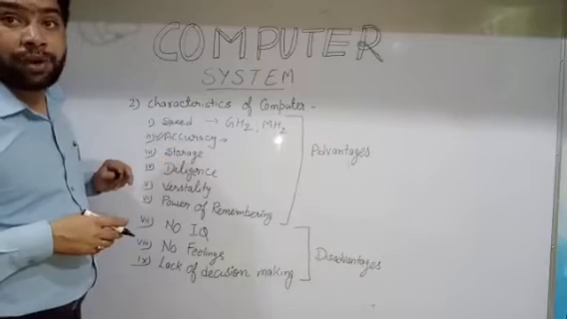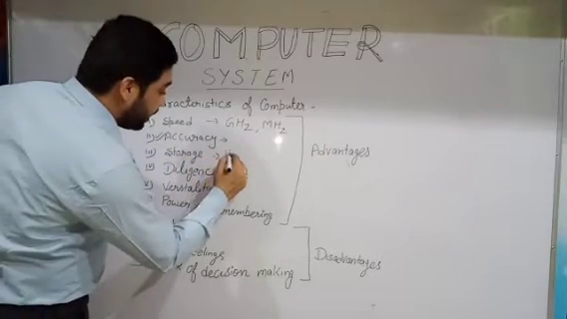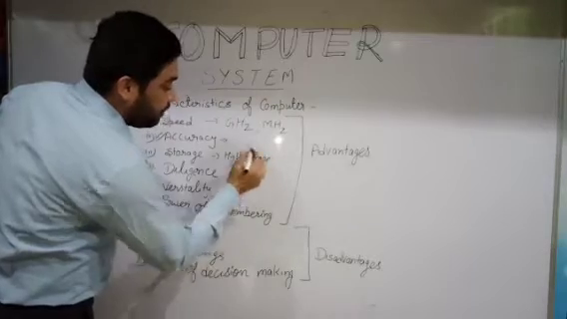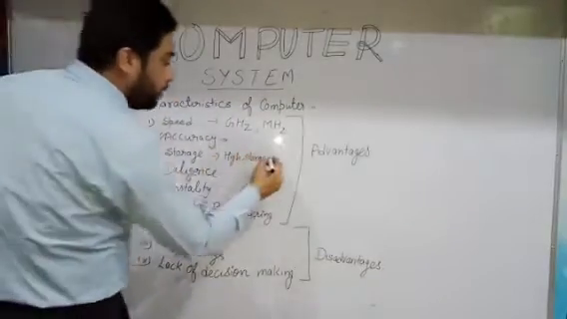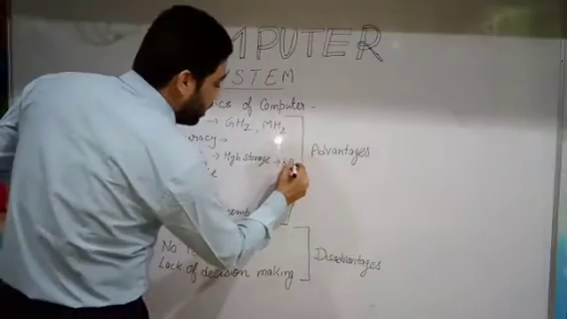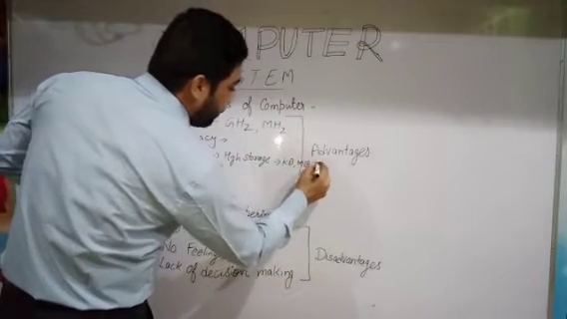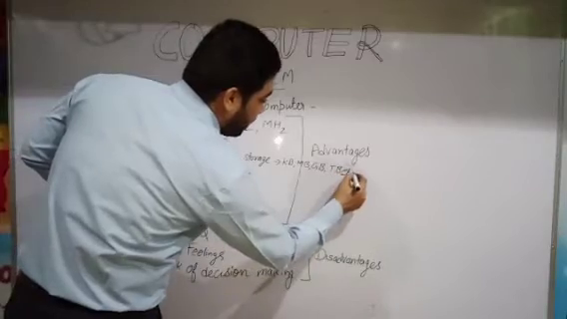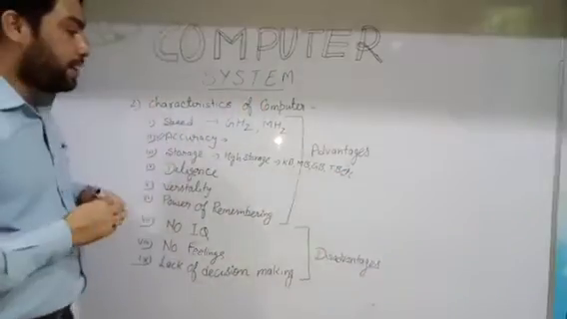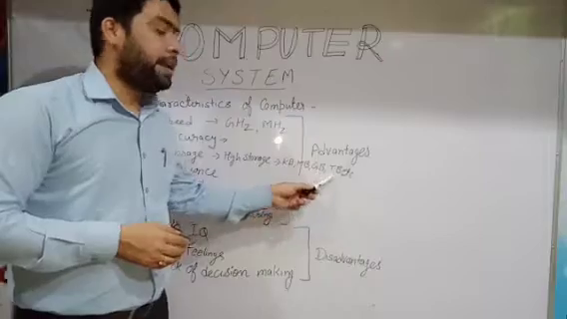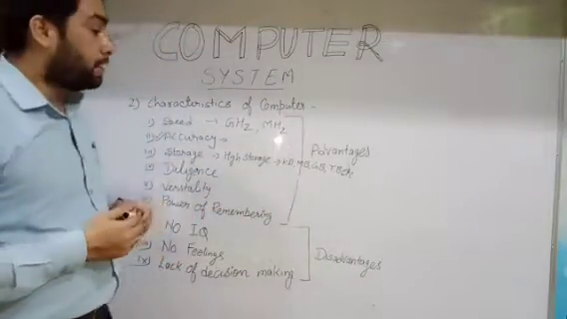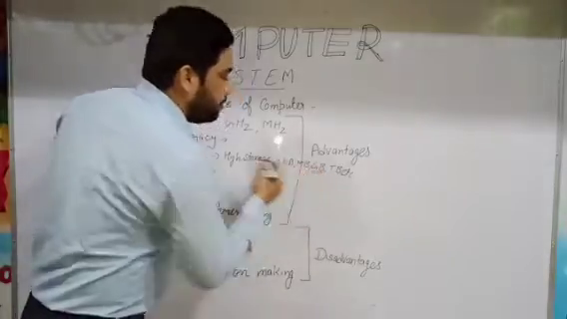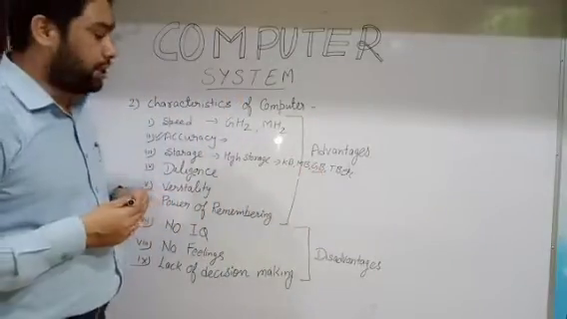Third one is storage. High storage capacity. This is the main feature of the computer. Some of the units are KB, MB, GB, TB, etc.: kilobyte, megabyte, gigabyte, and terabyte. These are the memory units. Nowadays we frequently use GB: 1 GB, 2 GB, 3 GB, likewise.